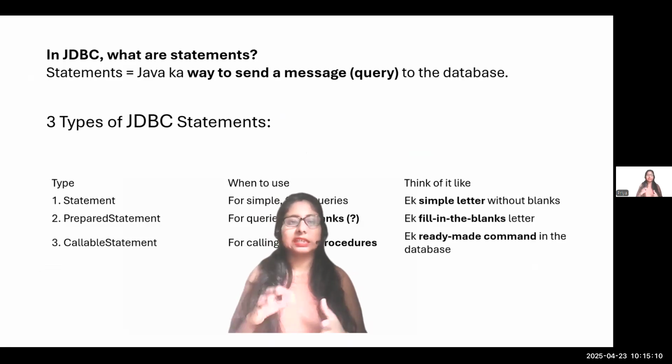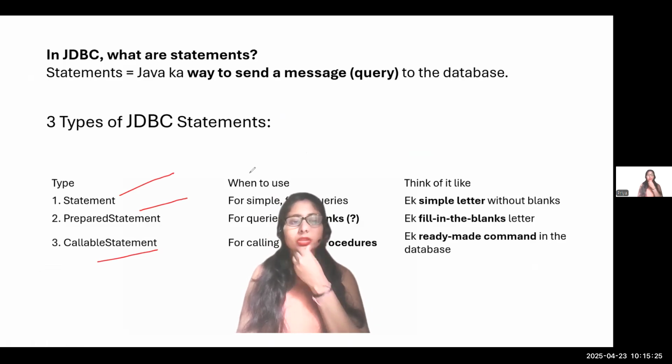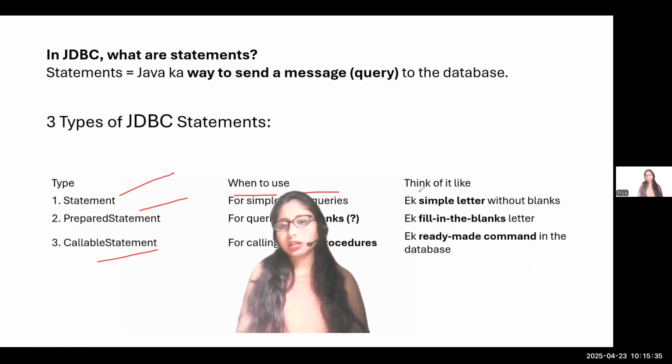There are three types of JDBC statement. The first one is Statement, the second one is PreparedStatement, and the third one is CallableStatement. A Statement is used for a simple, fixed query, a simple letter without blanks.